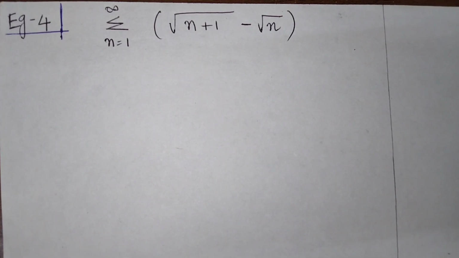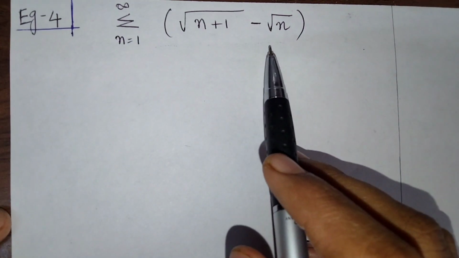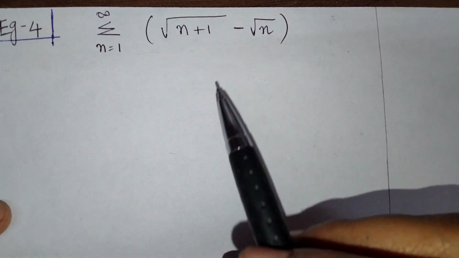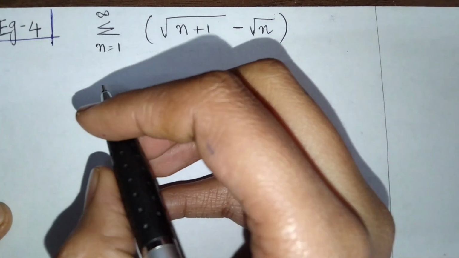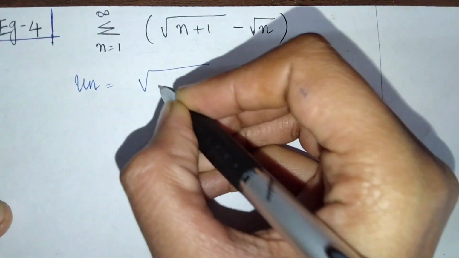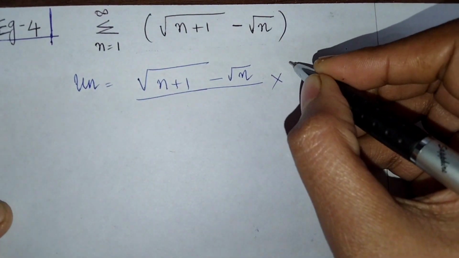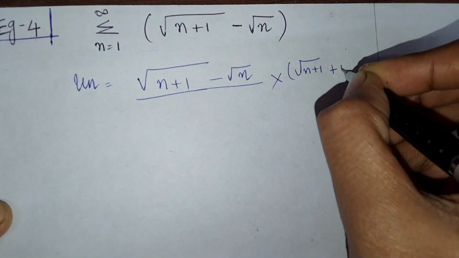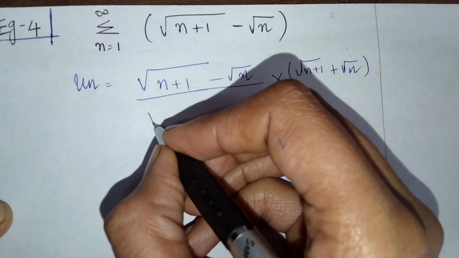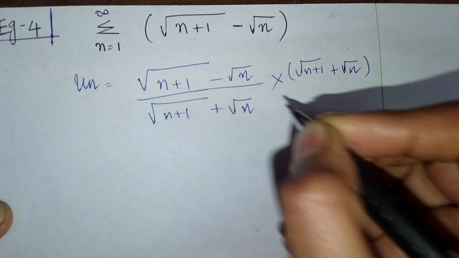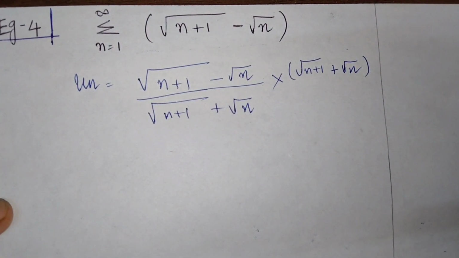So example 4. Summation n equal to 1 to infinity under root n plus 1 minus under root n is given. Now here if we want to apply comparison test, then we should have denominator part. Here there is nothing given in the denominator. So in order to get denominator part, we will apply conjugate here. So we can write Un equal to root n plus 1 minus root n, and we will multiply and divide by root n plus 1 plus under root n. Okay. That is, we will take the conjugate in order to get Vn term.